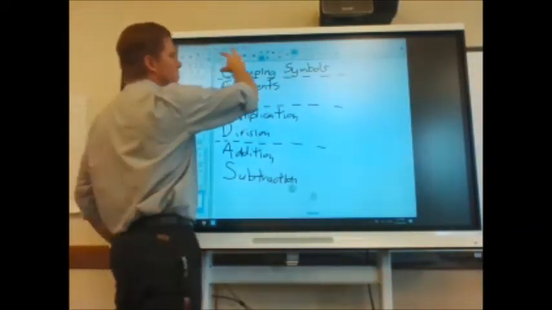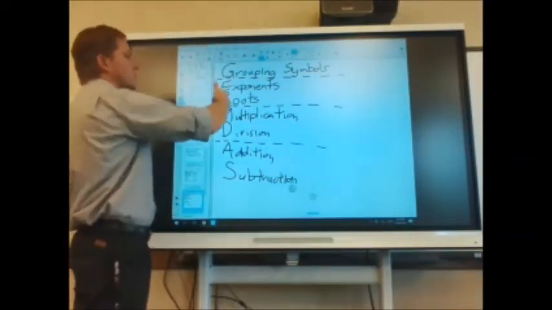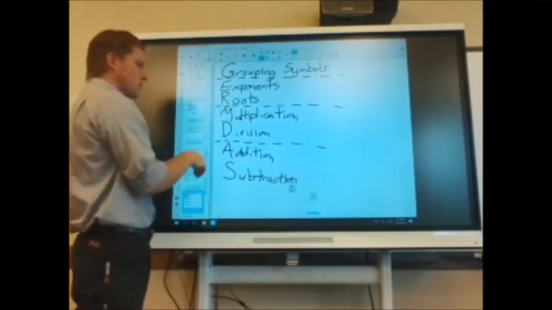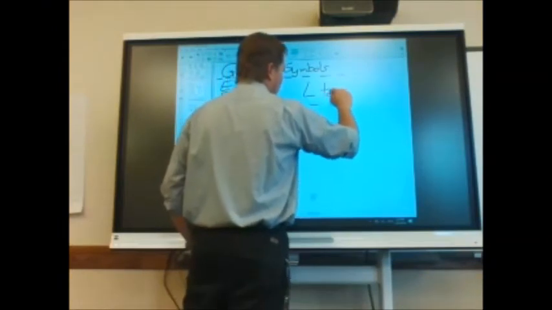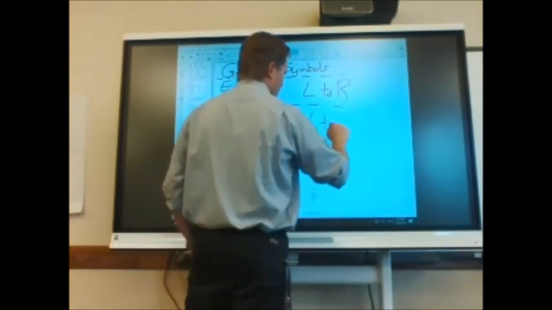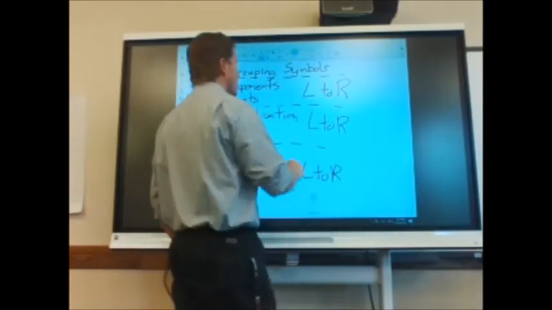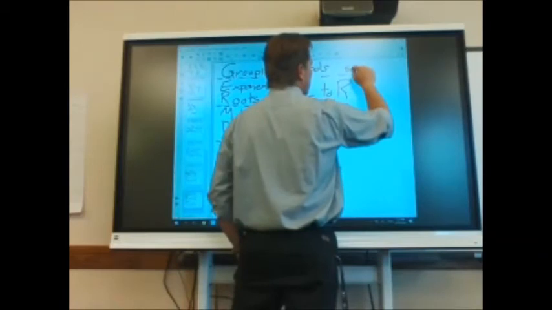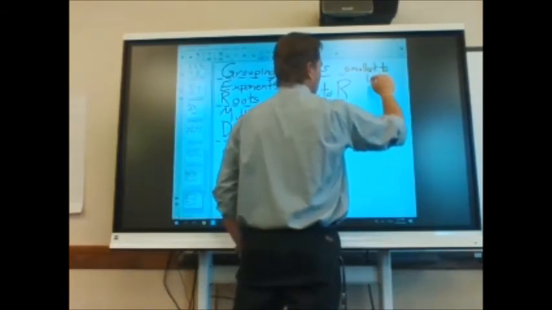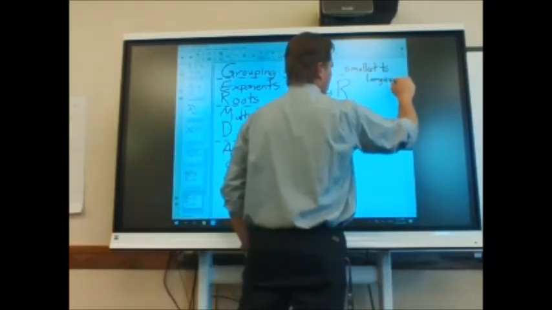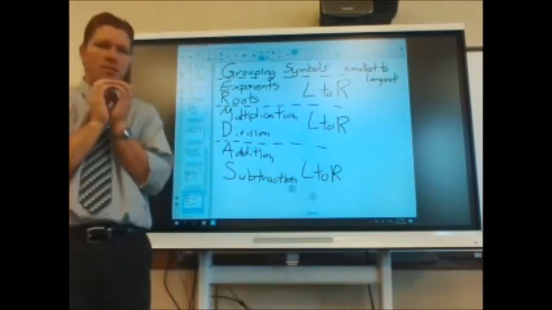Okay? Grouping symbols are again all combined, and the first thing that needs to be done. Exponents and roots follow, then multiplication and division, then addition and subtraction. Each of these are left to right. Okay? Grouping symbols are smallest to largest. Okay? So that means the smallest one, I simplify as much as I can.